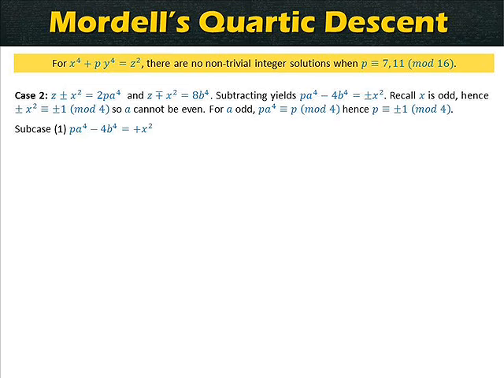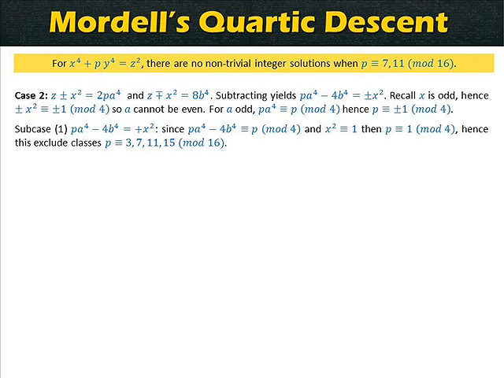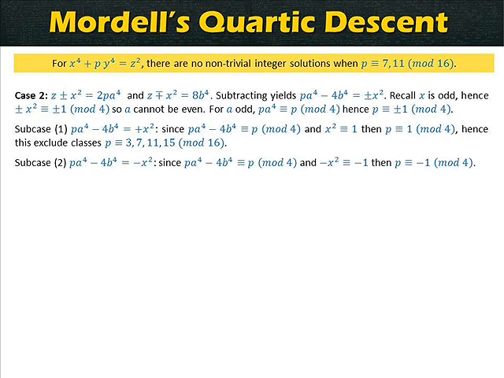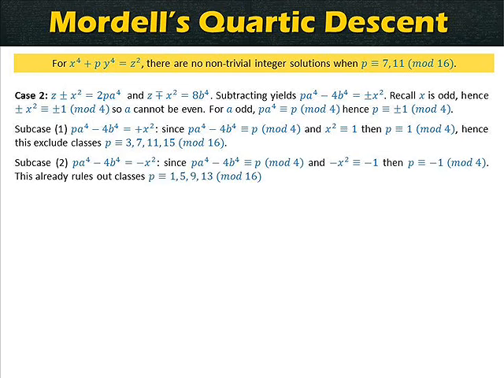In the positive sign case, p is congruent to 1 modulo 4. Hence, this excludes classes 3, 7, 11, and 15. In the negative sign case, p is congruent to minus 1 modulo 4. This already rules out classes 1, 5, 9, and 13.